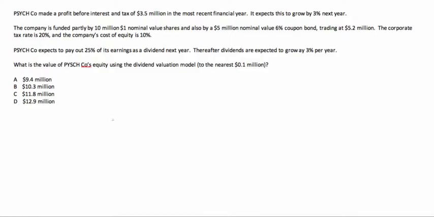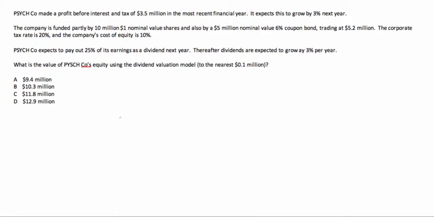So this question says, Site Company made a profit before interest and tax of $3.5 million in the most recent financial year. It expects this to grow by 3% next year. The company is funded partly by 10 million $1 nominal value shares and also by a 5 million nominal value 6% coupon bond trading at $5.2 million.